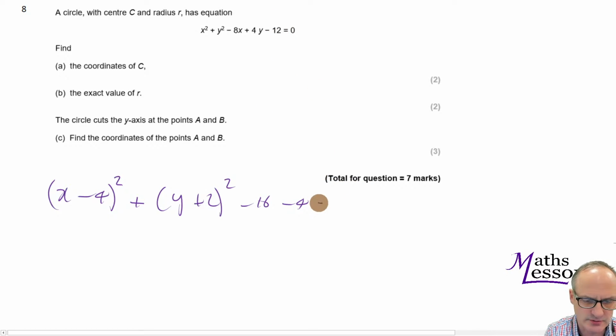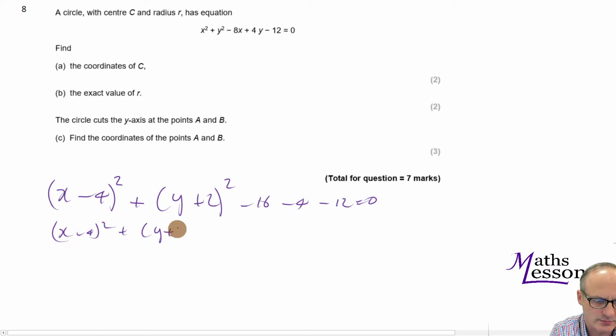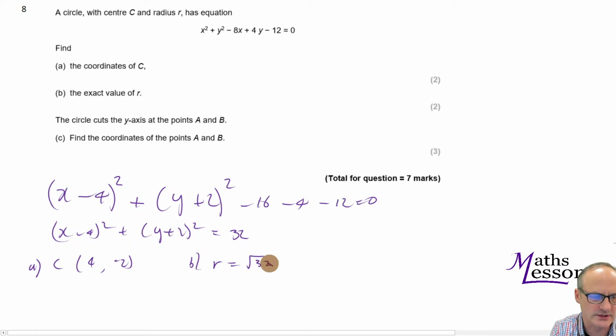And then we've got the minus 12 up there, and that gives us 0. So we get x minus 4 squared plus y plus 2 squared, and that's all going to equal 32. And what we can see is we've got the coordinates of the center of the circle. So C will have the coordinates of 4, minus 2. So that's our answer to A. And our exact value of r is going to be the square root of 32. So r will equal the square root of 32. That's our answer to B.